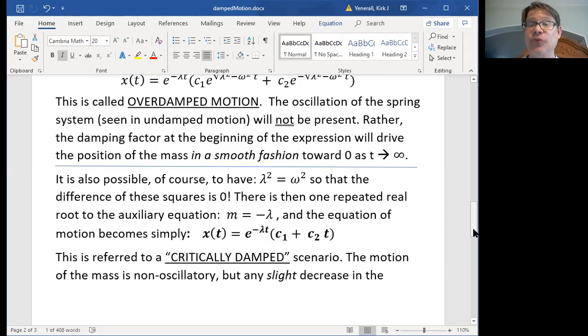In this sort of situation too, you can see we don't have any sines and cosines in our expression. So there's not going to be any oscillation here either. We're going to get smooth motion of the object towards its equilibrium position again, because of the dampening factor at the beginning, the e to the negative lambda t.